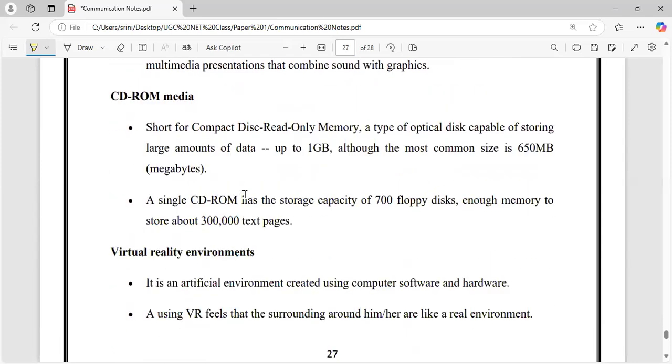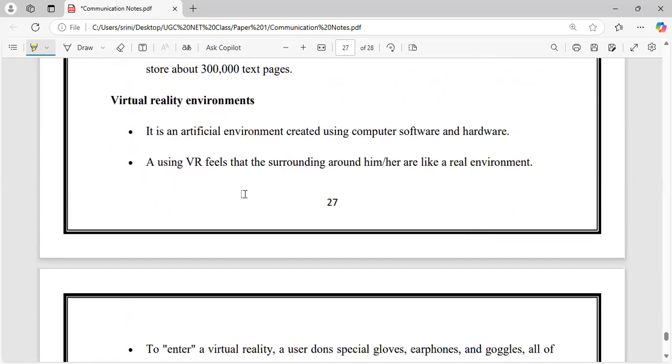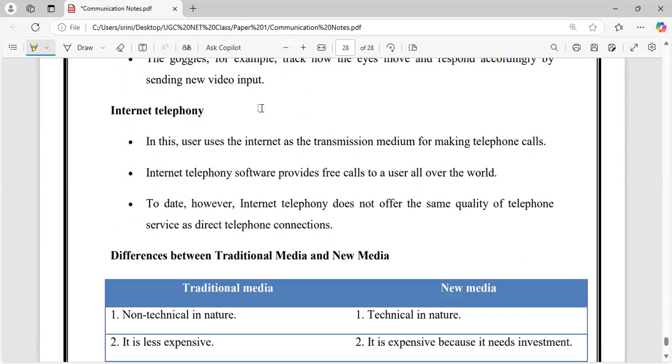DVD and CD-ROM media, virtual reality classrooms. We have already seen virtual labs in the digital initiative. Virtual lab is an example here. And then internet telephony, voice over. Even if I don't have a tower, even if I don't have my Jio network, I can make a call through the internet. That's voice over internet protocol, VoIP.